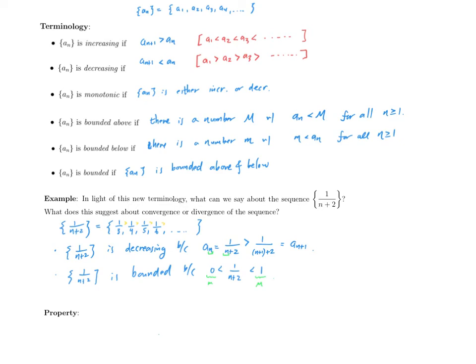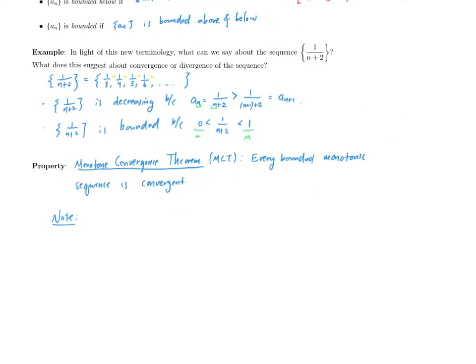The last thing I would like to do is relate it to this language, introduce a property. So let me go ahead and create a little more space and write down the property below. So we have the following property known as the monotone convergence theorem. And the monotone convergence theorem, which I will always abbreviate as MCT, tells us every bounded monotonic sequence is convergent. So a very simple statement. Note it doesn't tell us what the sequence converges to, simply that the sequence does converge.